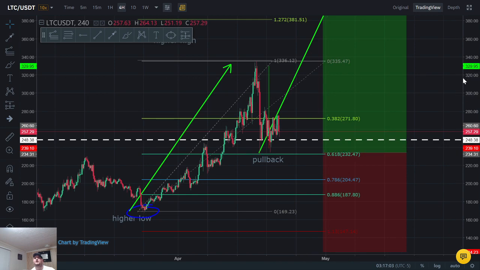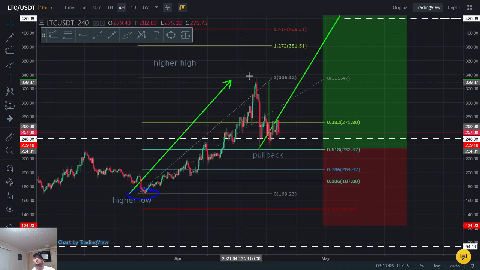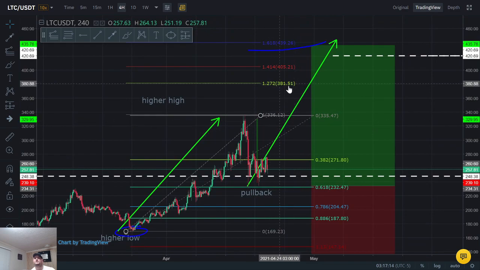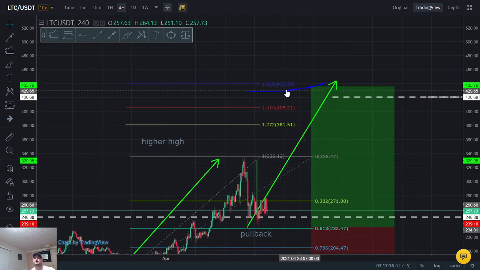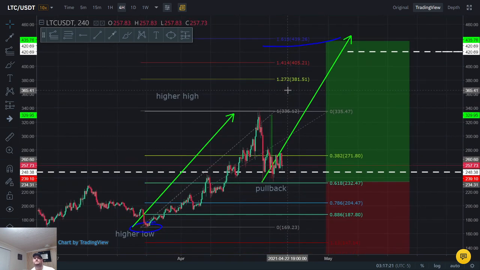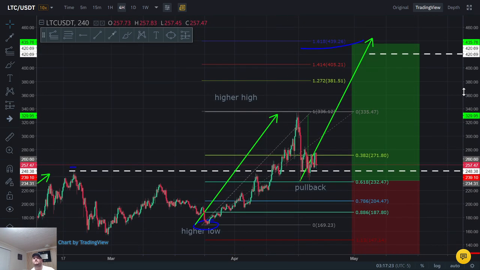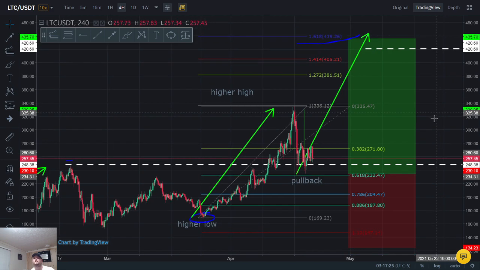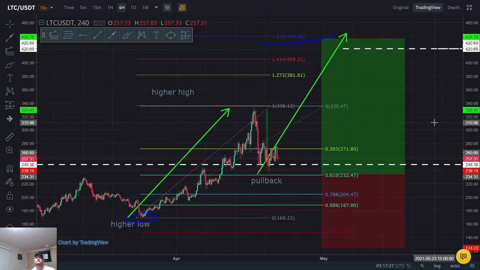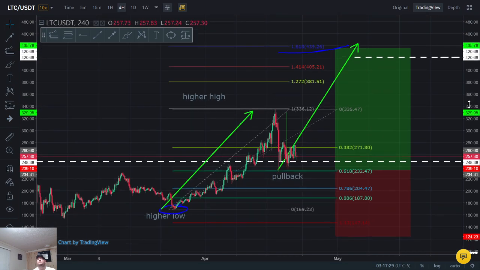So if price pulls back to 230, then they would look for the retest of the high. Then we would look for the 1.27. Then we would look for moves higher. Just a guess.